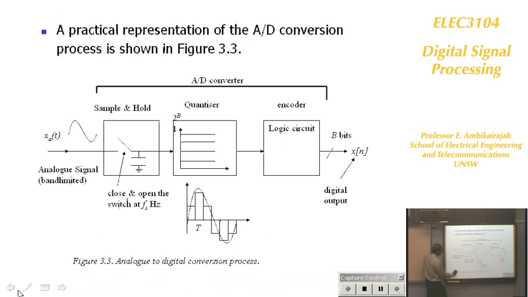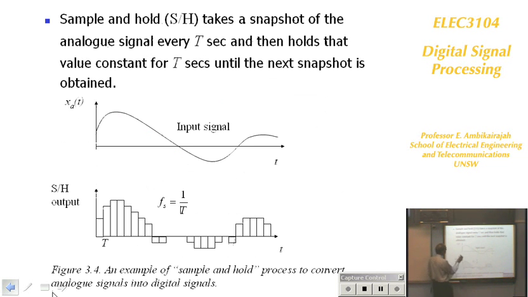Let the first diagram be called sample and hold, quantizer, encoder. The sample and hold, all it does is decide, I'm taking that voltage now. It holds that voltage while you are doing the conversion. Then I'm taking that voltage, and the level is maintained during the conversion. That means the voltage in the capacitor is not leaking away. The switch which was closed to grab the voltage is now open, so the capacitor cannot discharge.